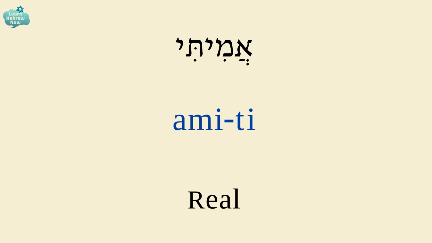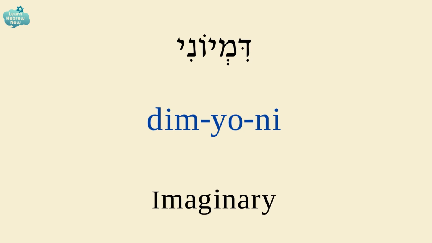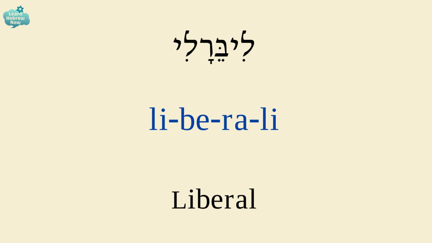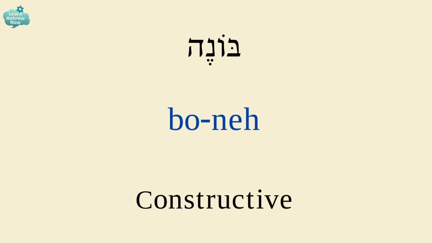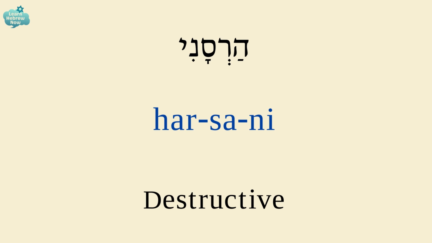Real is אמיתי. Imaginary is דמיוני. Liberal is ליברלי. Conservative is שמרני. Constructive is בונה. Destructive is הרסני.